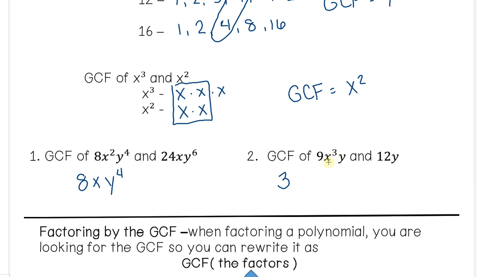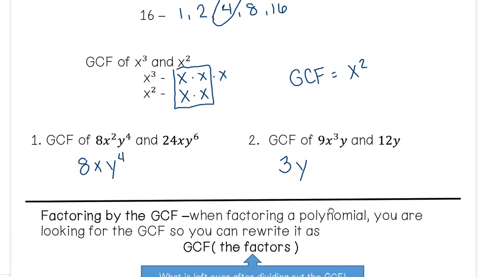And then let's look at x. We have x to the third and there's no x's. So our GCF cannot have any x's. And then we have a y and a y. So we can have our GCF being 3y.